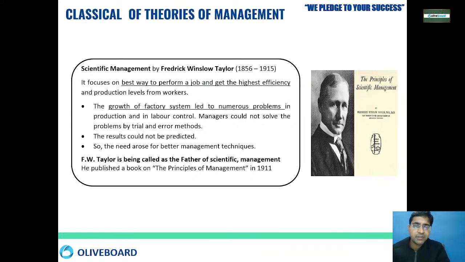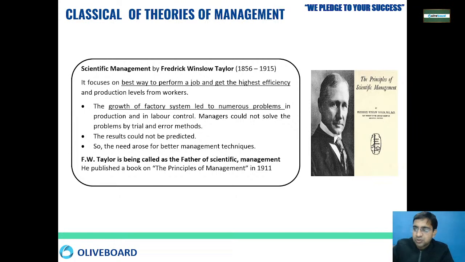Scientific management theory was given by Frederick Winslow Taylor. His main task was to make sure the job can be done in the best way and with greater efficiency, and how we can take out the maximum use of any worker. But there was a problem associated with it. Whenever we are dealing with a factory system, there are numerous problems, like production and labor control. The manager cannot solve all the problems there, and they cannot use the hit and trial method.